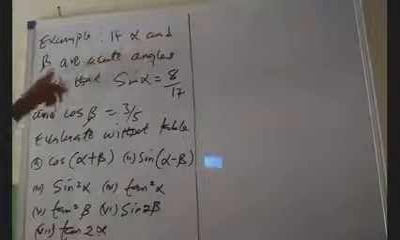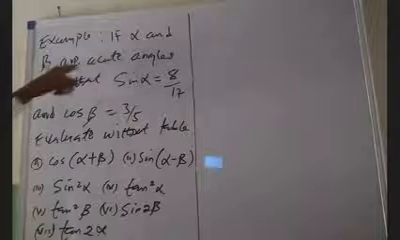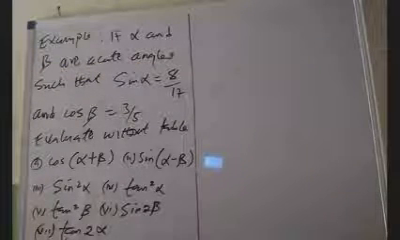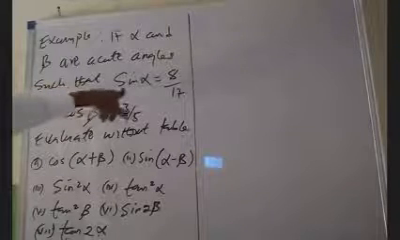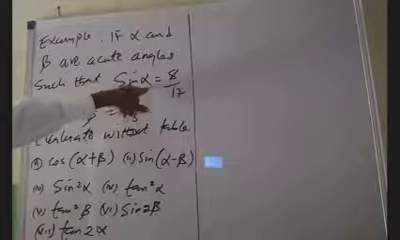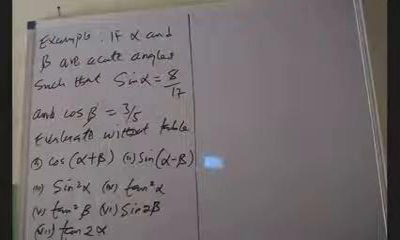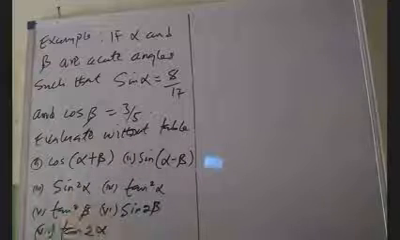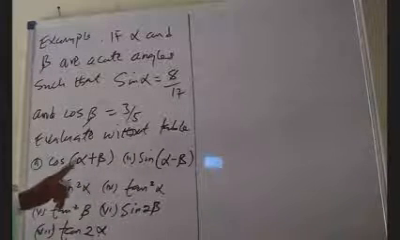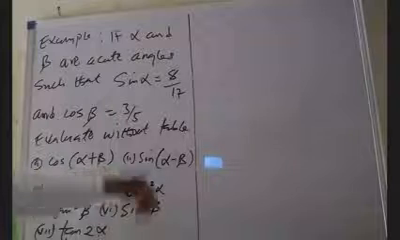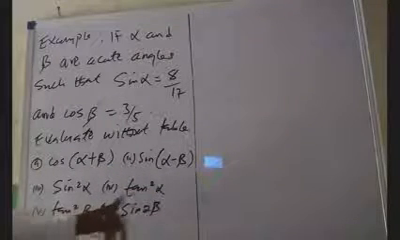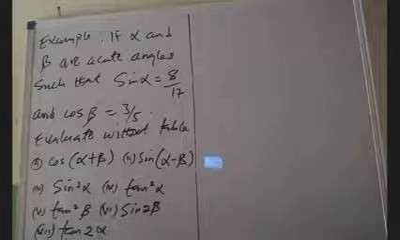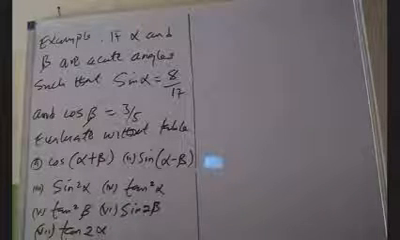Example: if alpha and beta are acute angles, that is, angles less than 90 degrees, such that sine alpha is equal to 8 over 17 and cos beta is equal to 3 over 5. We're asked to evaluate cos of alpha plus beta, sine of alpha minus beta, sine squared alpha, tan squared alpha, tan squared beta, sine 2 beta, and tan 2 alpha. So let's quickly look at this.